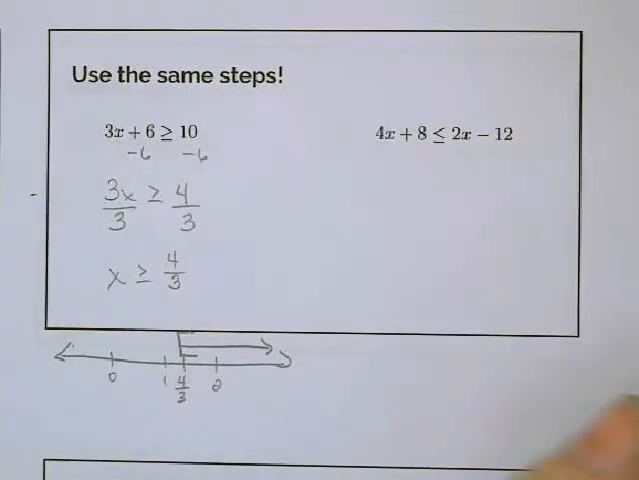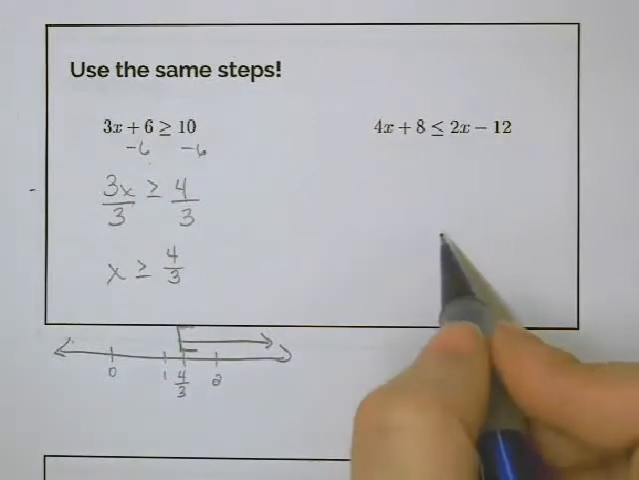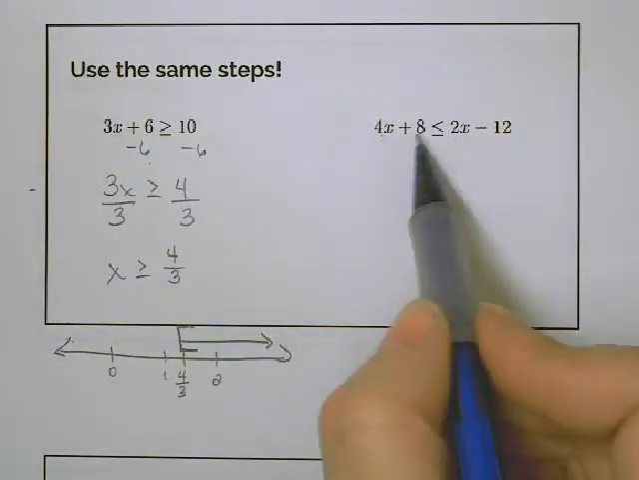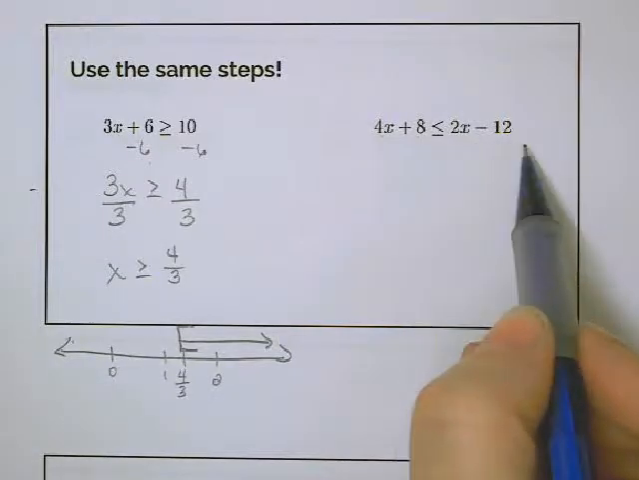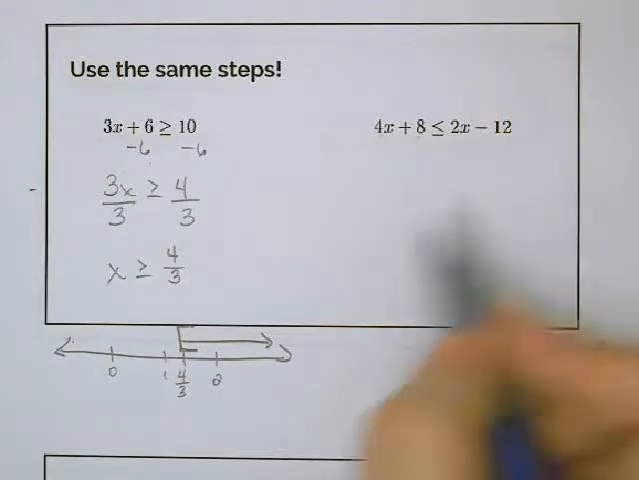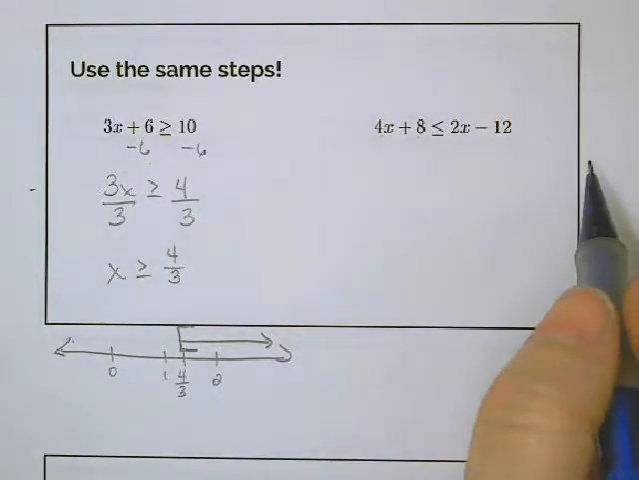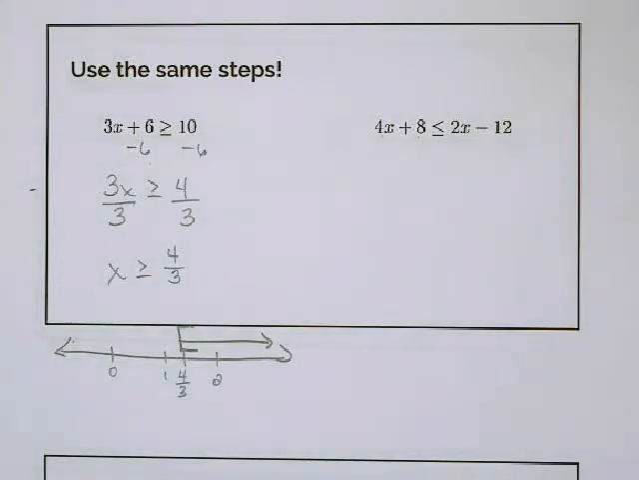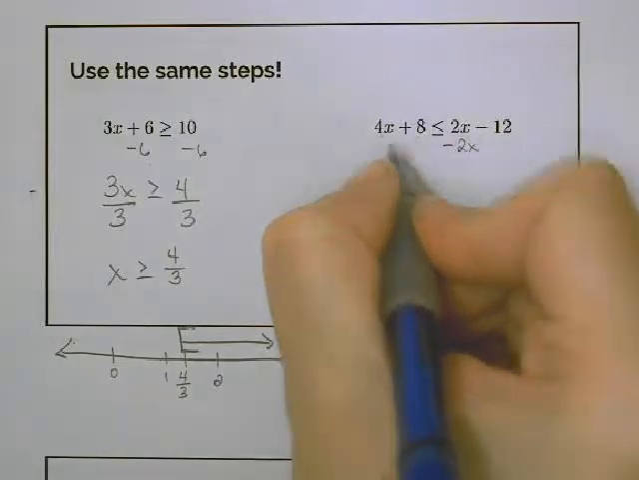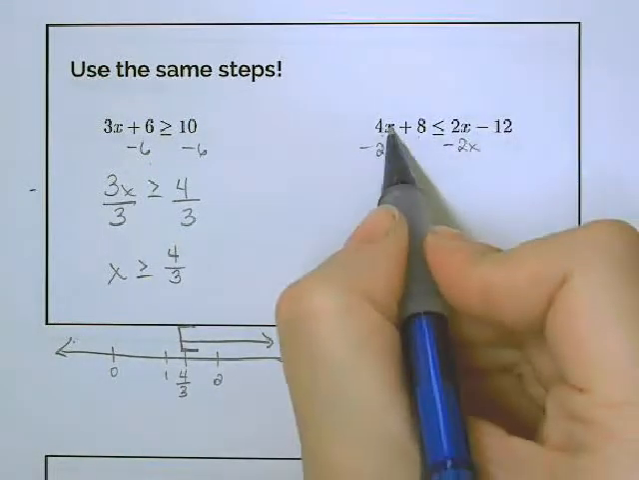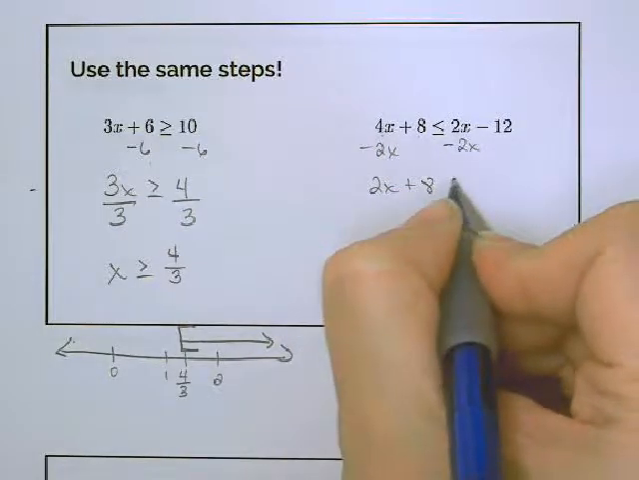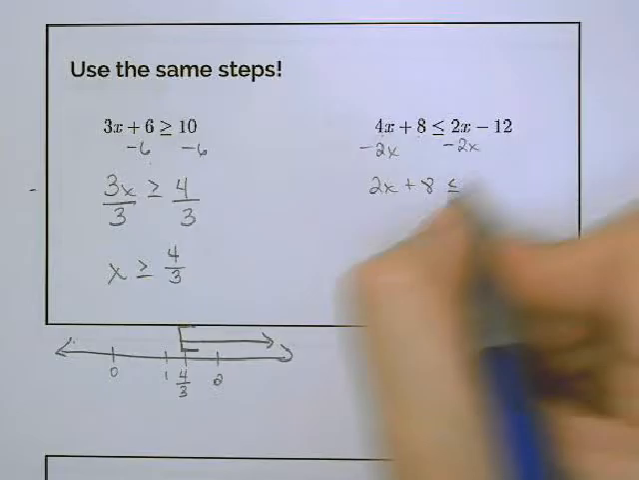On the next one, I do have x's on both sides. There's no simplifying to do because 4x and 8 are not like terms, and 2x and negative 12 are not like terms. Can't combine them. So what I need to do is get all my x's to one side and all my numbers to the other. So the next step on our list is to take the smaller variable away from both sides. So I'm going to subtract 2x. So 4x minus 2x is 2x. Drop down, plus 8 is less than or equal to, so drop that sign down as well. And then I have negative 12 left over here.